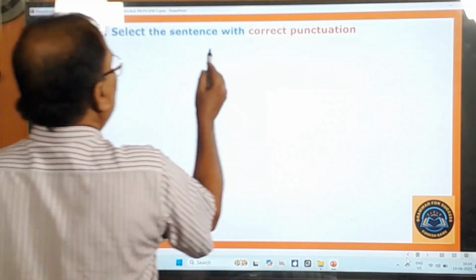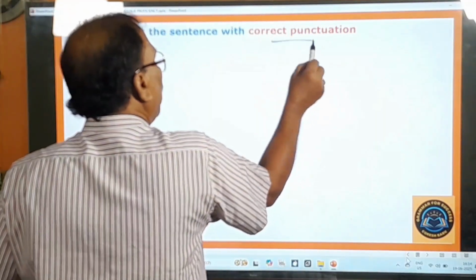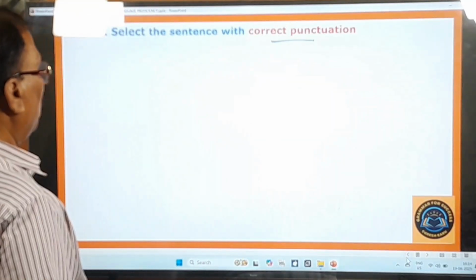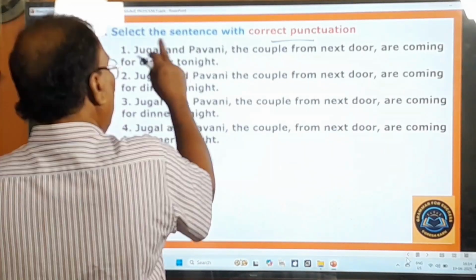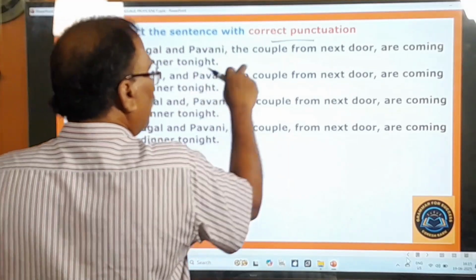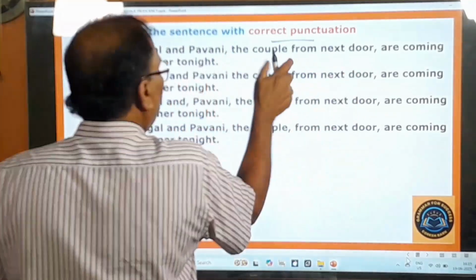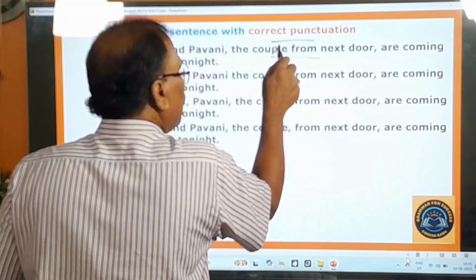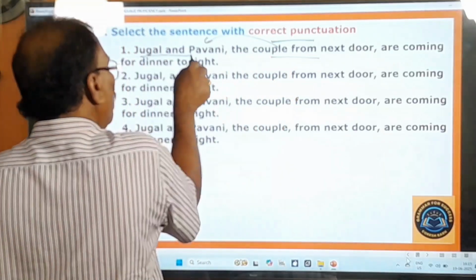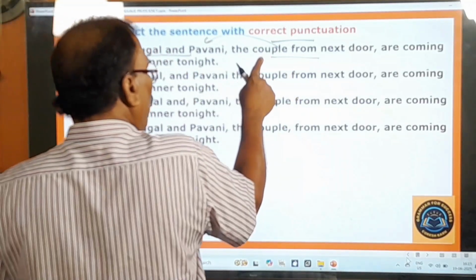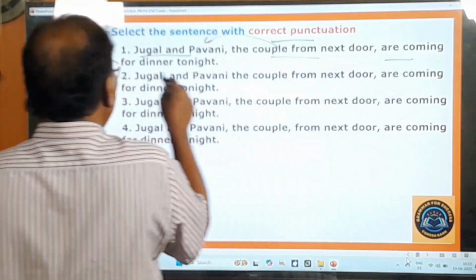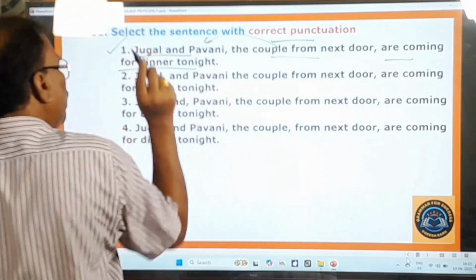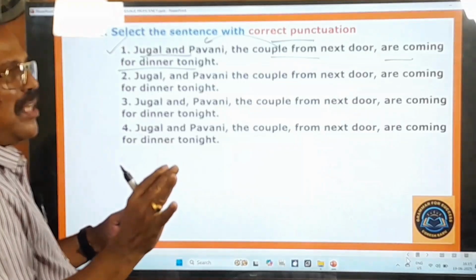61st question. Select the sentence with the correct punctuation. So here are given four options. Here you pay attention. Jugal and Pavani, comma, the couple from next door. So this matter is telling you about these two persons. The couple, who are they? They are a couple from next door, coming for dinner tonight. So the very first one is the right one. The punctuation marks are used correctly.